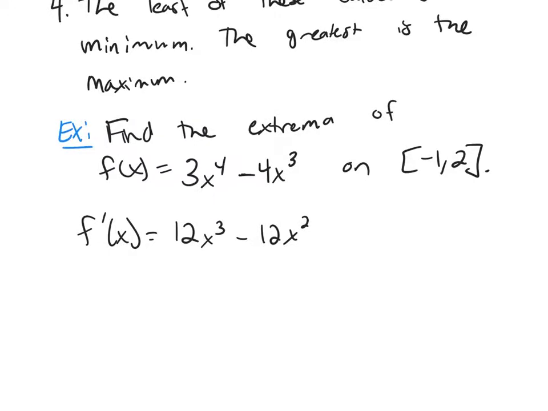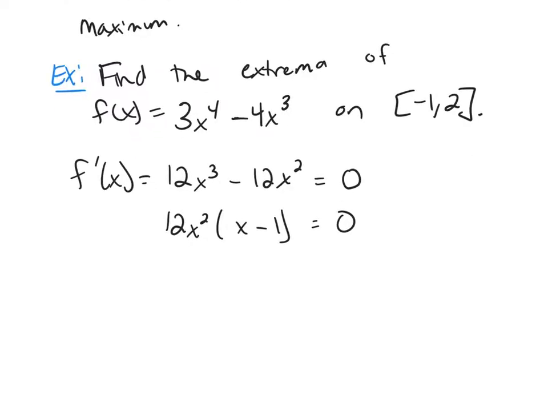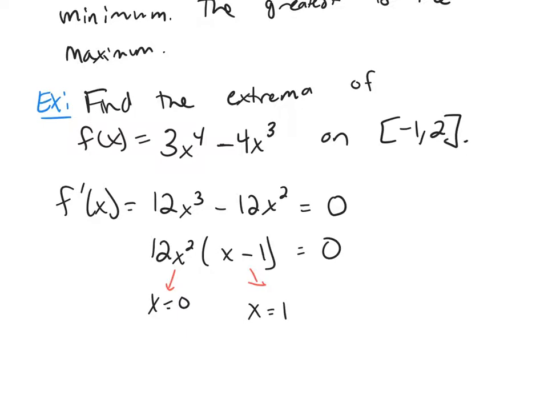The derivative here is a polynomial, so it's always defined. So the only way I can get critical numbers is from setting it equal to 0 and solving. I can factor out a 12x squared out of both terms, and I get two solutions. I get x equals 0 from this part in the front, and I get x equals 1. Now you need to check and make sure that these are inside of our interval. Go back. My interval was from -1 to 2, and these are both inside of my interval. So I'm going to keep them both, and these are my critical numbers.